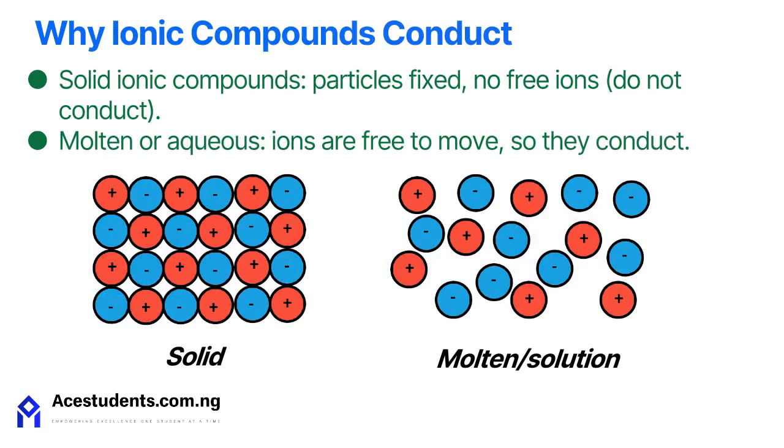In the solid state, particles in ionic compounds are locked in fixed positions. There are no free ions, so they cannot conduct electricity. But when molten or dissolved in water, the ions are free to move and electricity can flow.